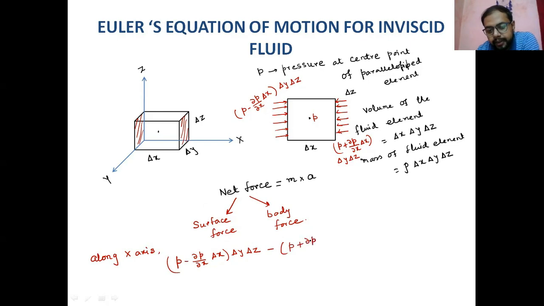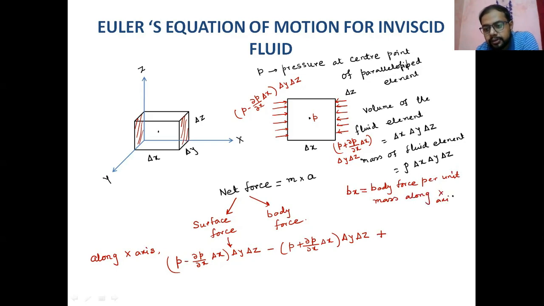And on the other side, P plus del P del X into dx. So this is the surface force, plus some body force acting over it. What is the body force? Let me take along the x-axis, Bx is the body force per unit mass along the x-axis.